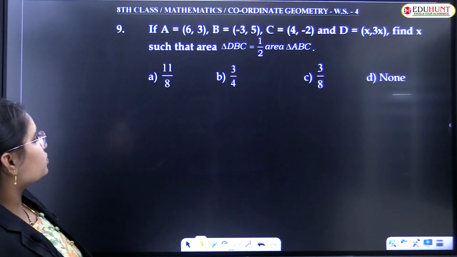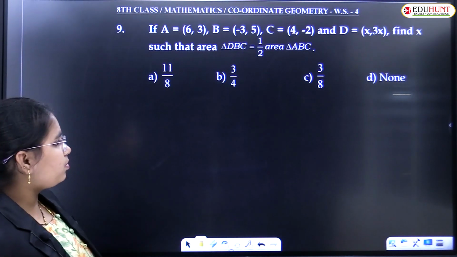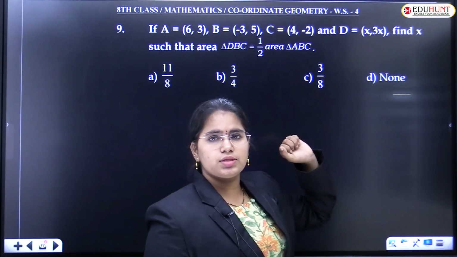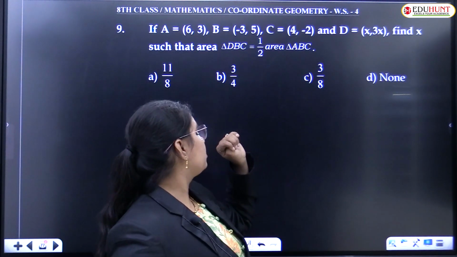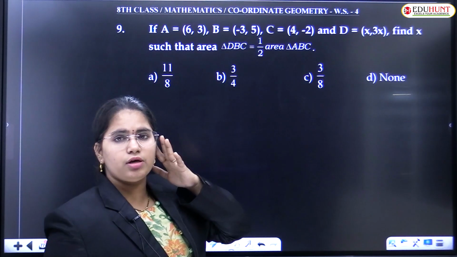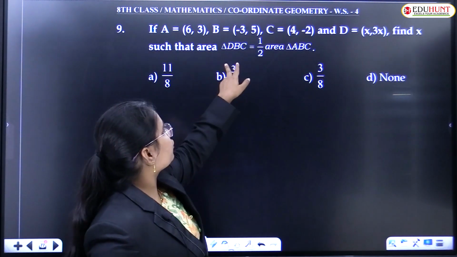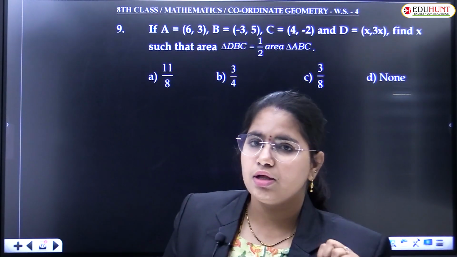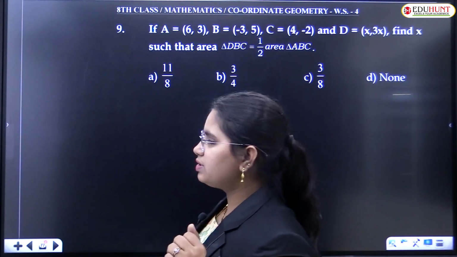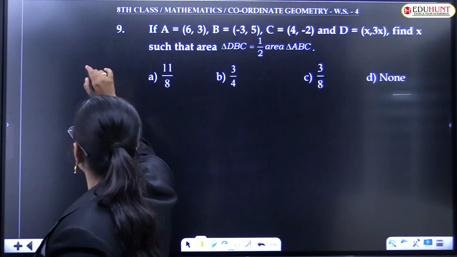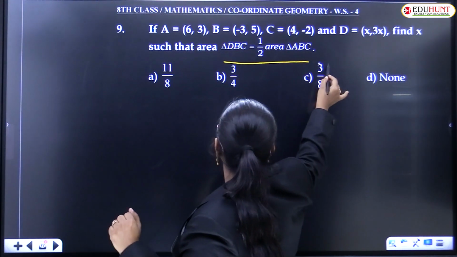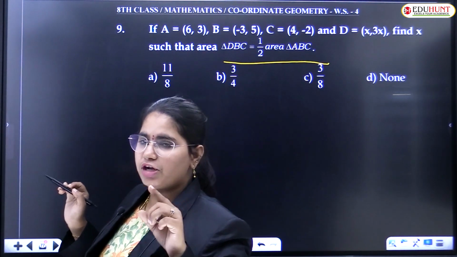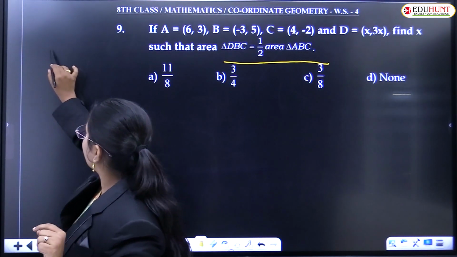If A is 6 comma 3, B is minus 3 comma 5, C is 4 comma minus 2, D is x comma 3x. So you are given 4 different vertices. You need to find the value of x over here. They gave the condition that the area of triangle DBC is equal to half of the area of triangle ABC. So here a very simple case. Let me start the problem. So this is the given condition in the question. So first let me find the value of the area of triangle DBC. So let's write the values.